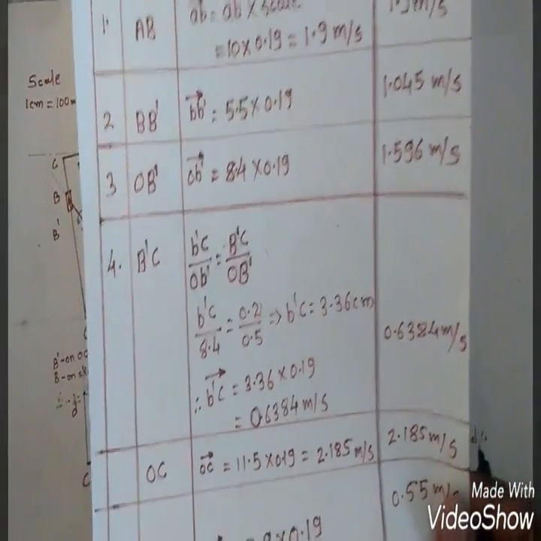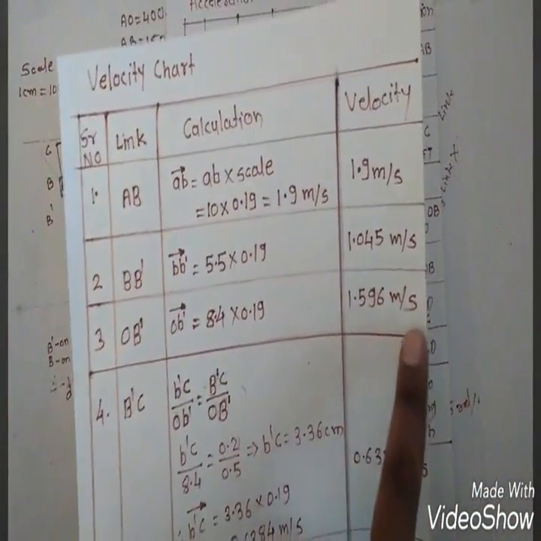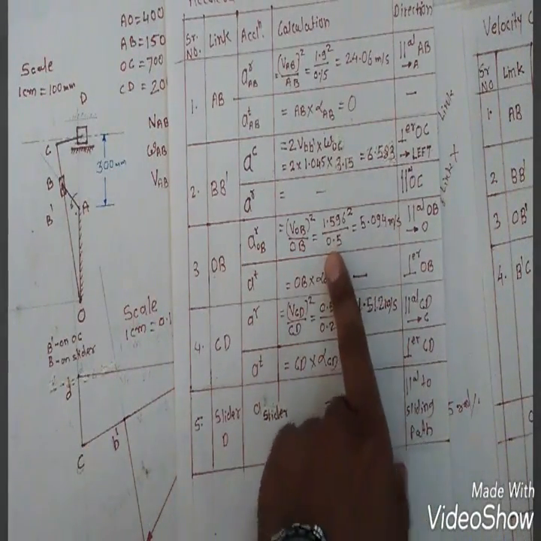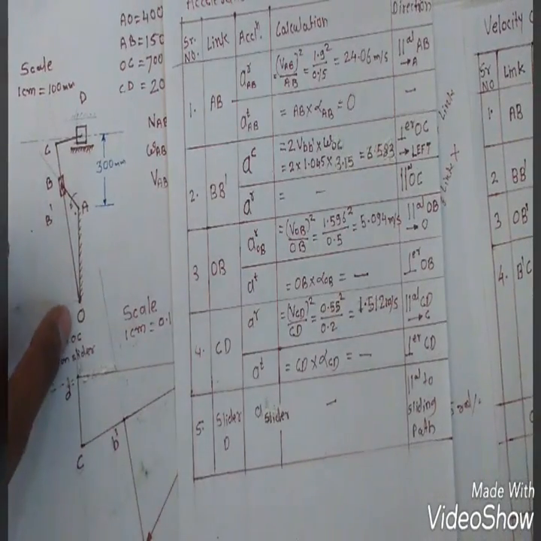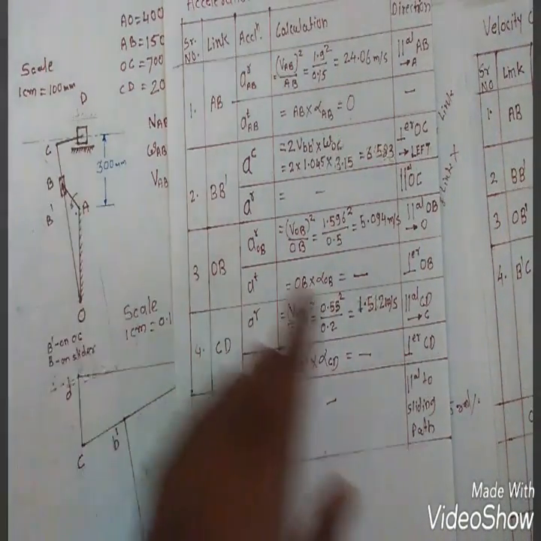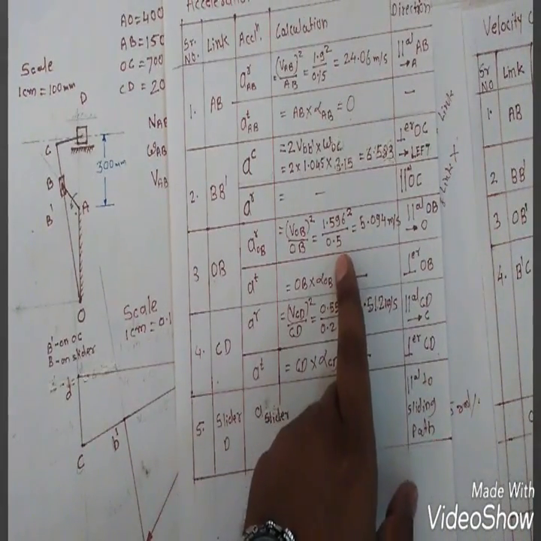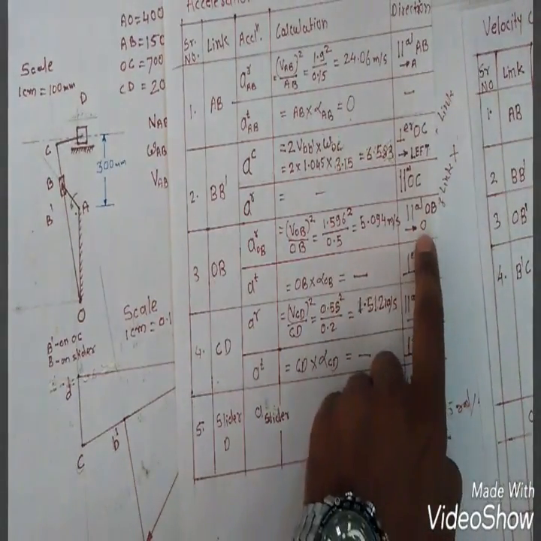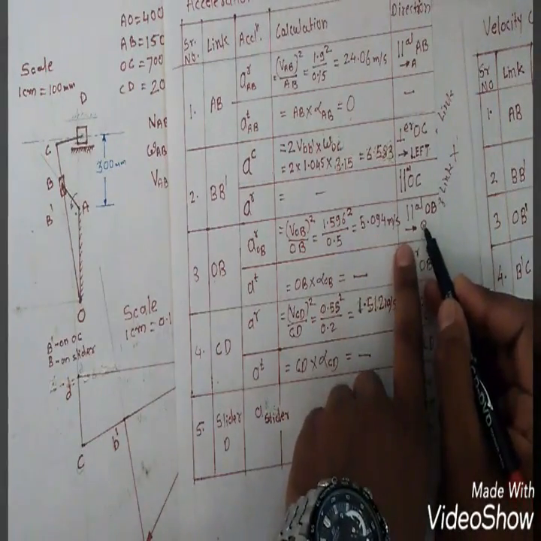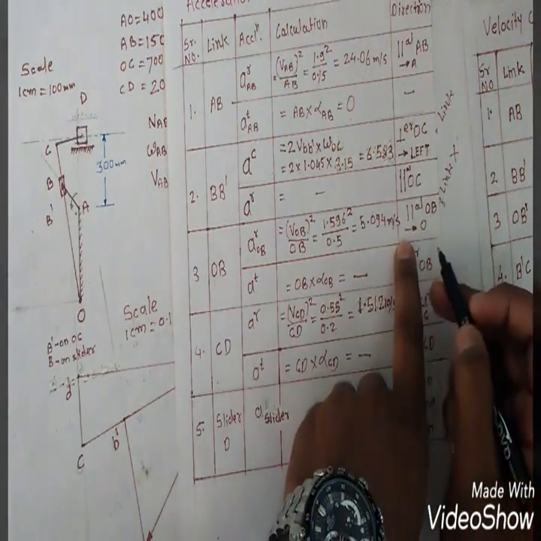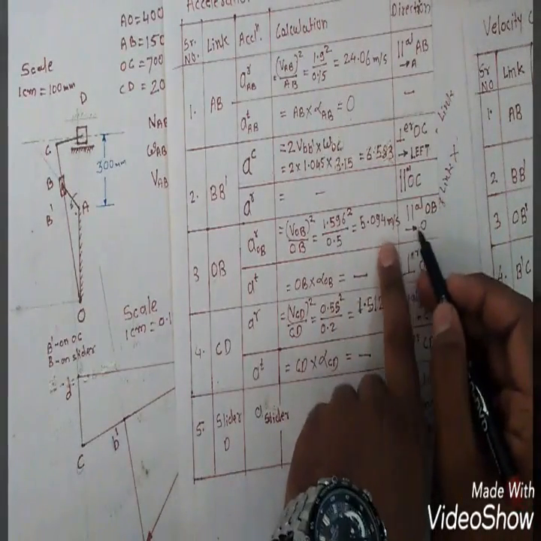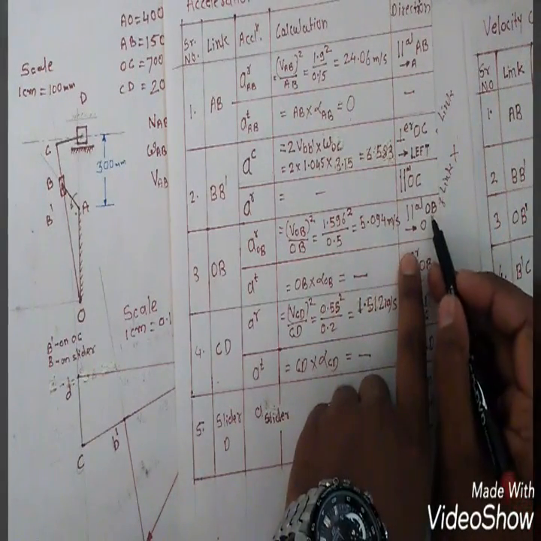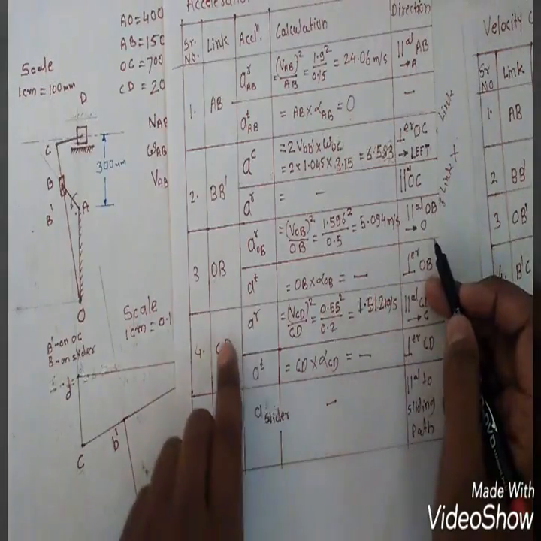Okay, OB, 1.596 from the velocity chart upon 0.5 OB distance. We can measure this OB distance directly. OB, here it is 5 centimeter, therefore 500 mm, 0.5 meter, and its direction is parallel to OB and towards O. Why towards O? Because we are reading this link OB, therefore towards O, first point. Always we are taking first point, and this reading is important because of this direction.